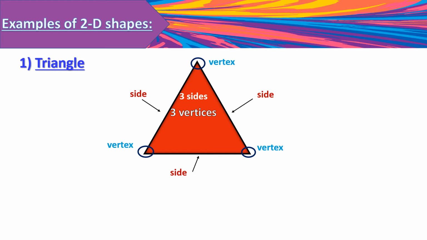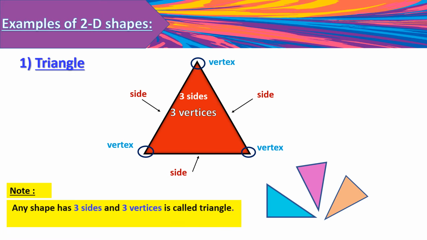They are 3 vertices. And this triangle can be in different directions. Like this, we have 3 triangles here with different directions. All of them are called triangles. Why? Because they have 3 sides and 3 vertices. So any shape that has 3 sides and 3 vertices is called a triangle.